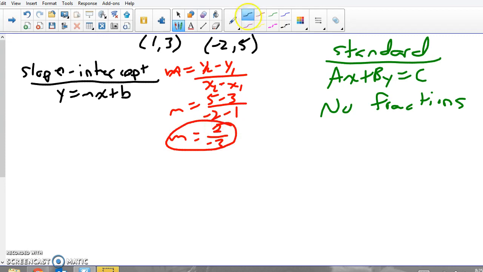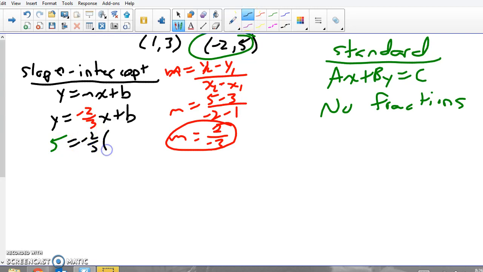We're going to put that into our slope-intercept form. So y equals negative 2 over 3x plus b. And to get b, we need to put our equation in. So I'm going to use 5, negative 2. I'm going to use one of these points. And remember, it's being multiplied, so it's times negative 2. So when I do this, I'm going to multiply that to the top there, and that's going to give me positive 4 over 3. So 5 equals 4 over 3 plus b.